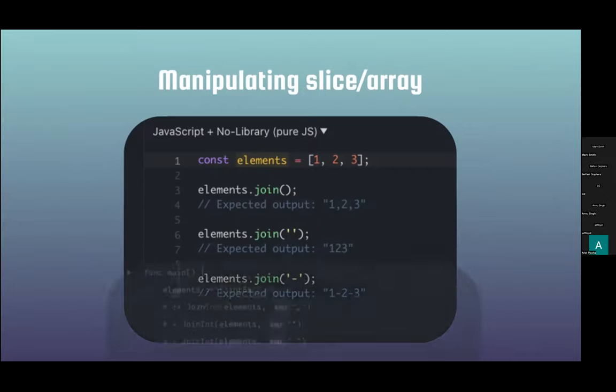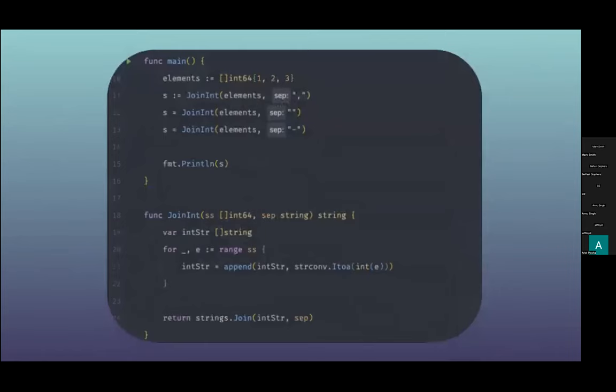Whereas in Go, it's a bit more effort to do it. If we take a look at this example, what I've got here is a join function that basically iterates through the slice and then appends the stuff, converts it to a string, and then uses strings.Join to join them together with a separator that you pass in as well.